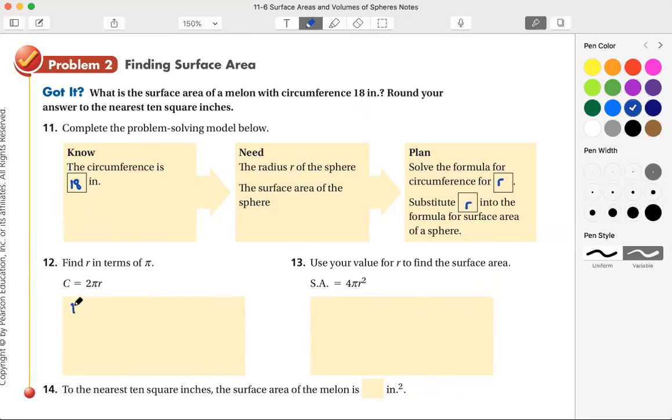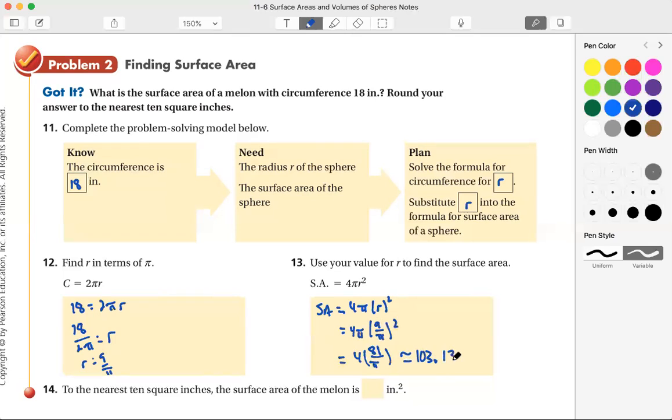We know circumference is 18, that equals 2 pi r. We divide both sides by 2 pi to get r, so r equals 9 divided by pi when you simplify. The surface area formula equals 4 pi r squared. So we have 4 pi times 9 over pi squared, which equals 4 times 81 over pi, which is approximately 103.1324031. So it's approximately 103 inches squared.